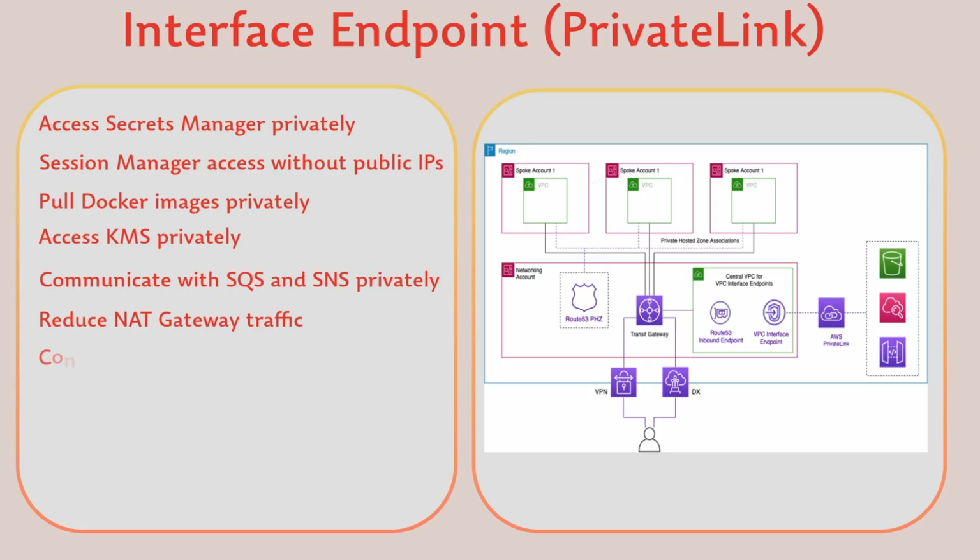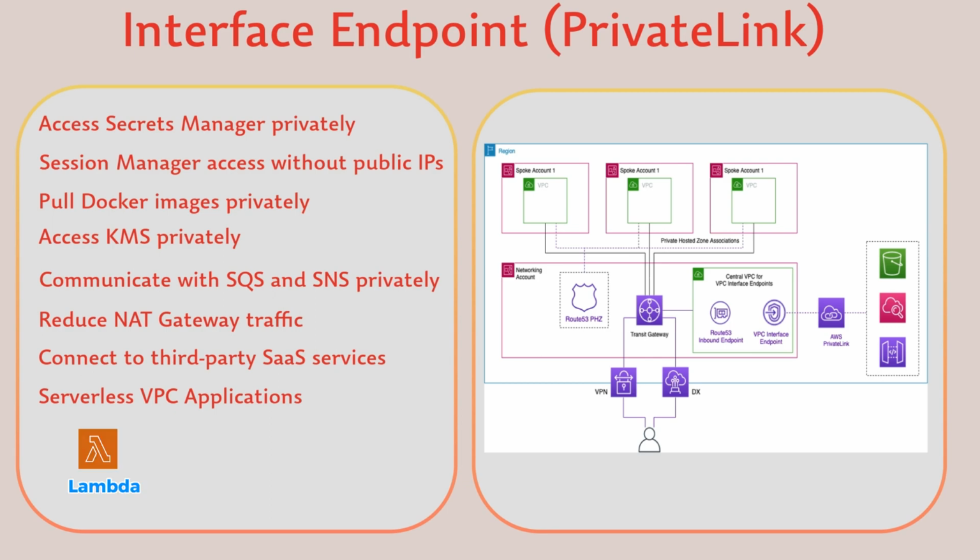It connects to third-party SaaS services from your VPC. With PrivateLink enabled, it will go to the partner service VPC without exposing the traffic publicly. Serverless VPC applications. Lambda, let's consider a scenario. Lambda functions inside a VPC need Secrets Manager. So Lambda can go to Secrets Manager to access the secrets via the interface endpoint. The benefit is Lambda functions don't need internet access.